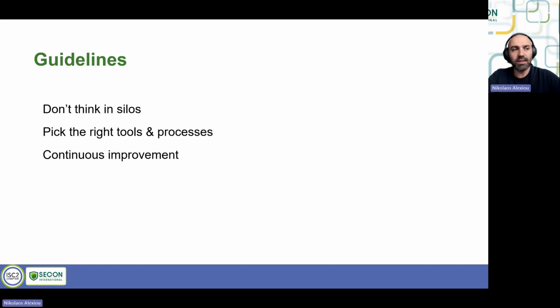So the three guidelines is basically don't think in silos. Securing the SDLC process is not to be thought of as siloed columns or processes, for example, a SAST box and then a DAST box and a training box that never talk to each other. On the contrary, it's a continuous process, and we're going to look at some practical examples about that.